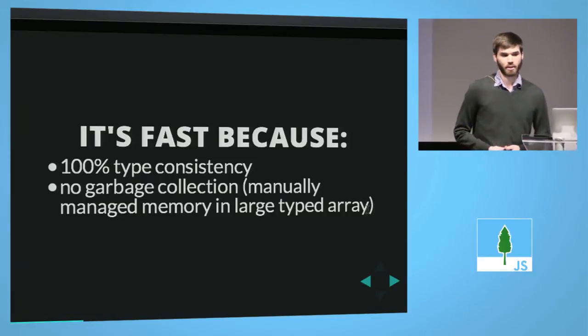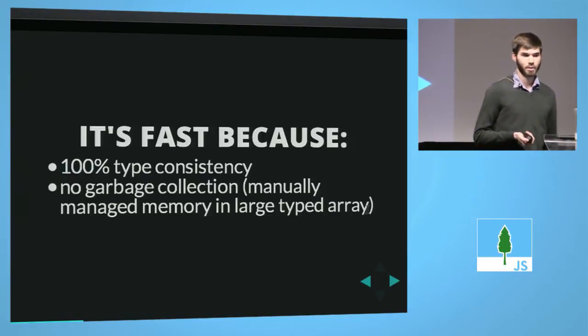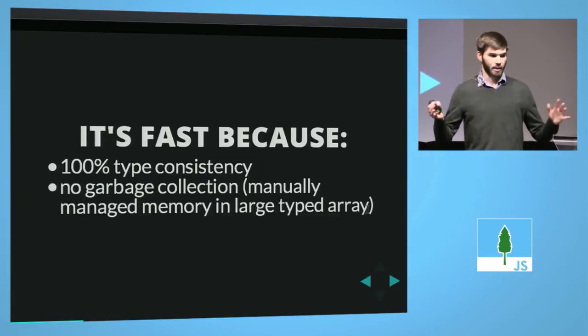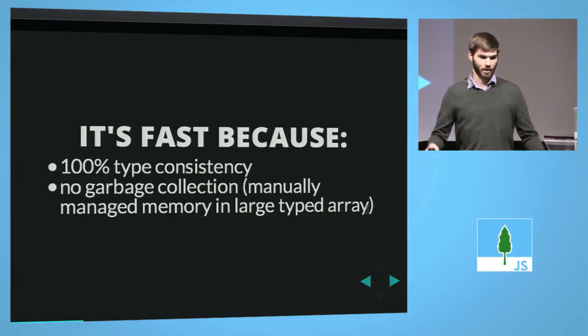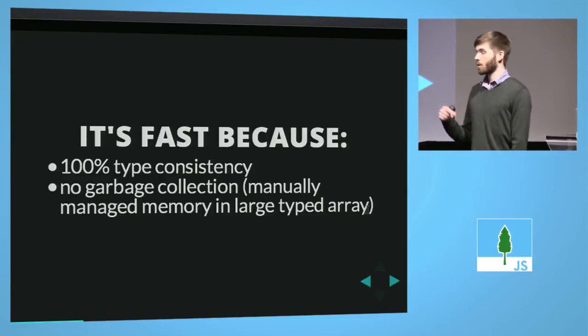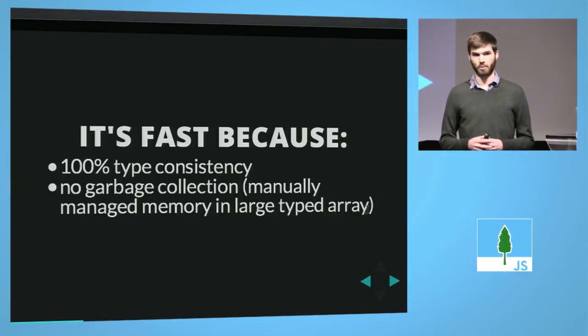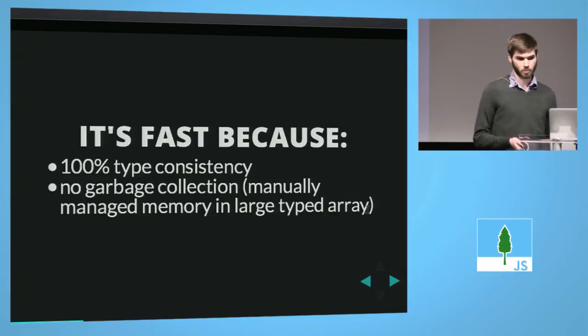And the other big reason is that there's no garbage collection. So these languages, C and C++, are manually managed. The way they did that was they allocate this large typed array, and pointers are just integers into this large typed array. So the code generated by Emscripten manually manages this large typed array. There's zero garbage collection. There's zero JavaScript objects within this code. So if you spend all of your time in this code, it's never hitting the JavaScript garbage collector. So you get this predictable performance.